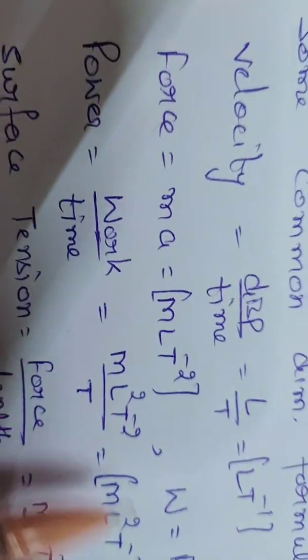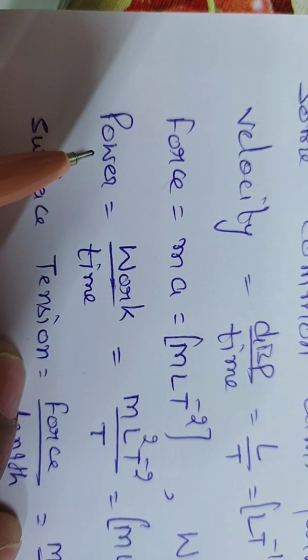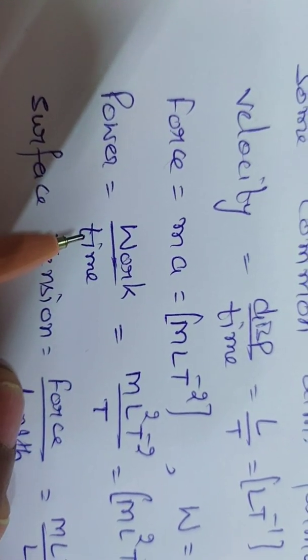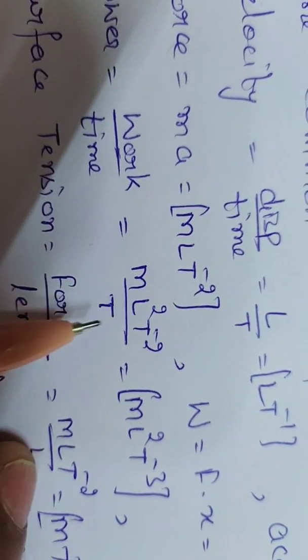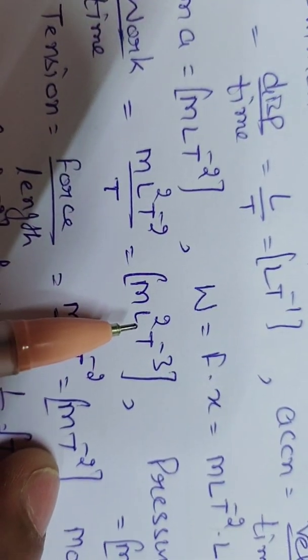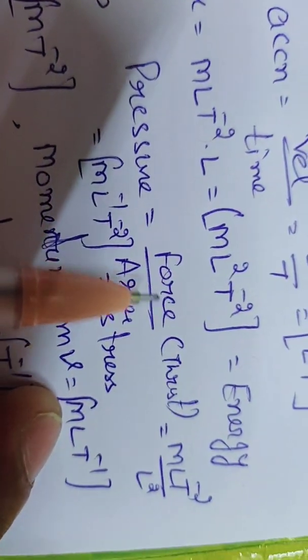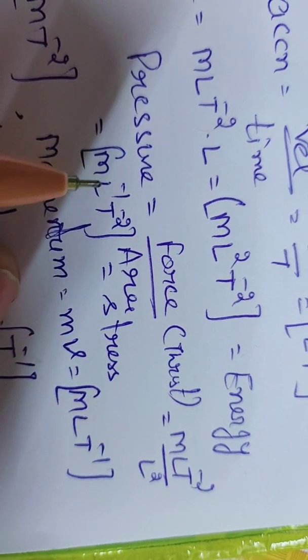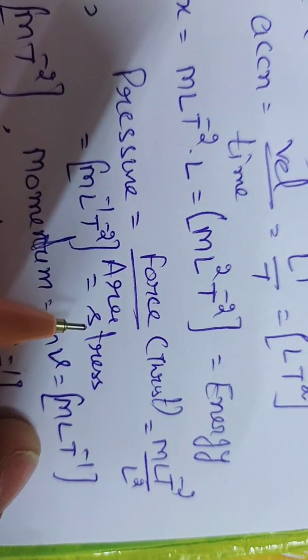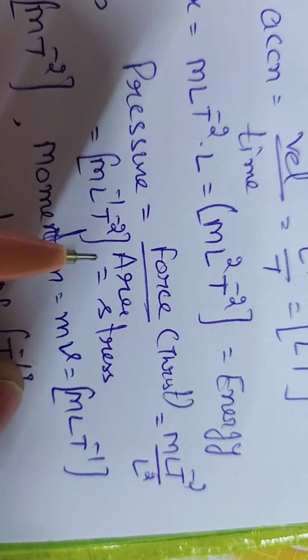If work is divided by time, we call it power, meaning rate of doing work is power, and after dividing by time we get the formula ML^2T^-3. Pressure is thrust upon area, thrust is a force, and I got the formula ML^-1T^-2. Also stress and pressure have the same dimensional formula.